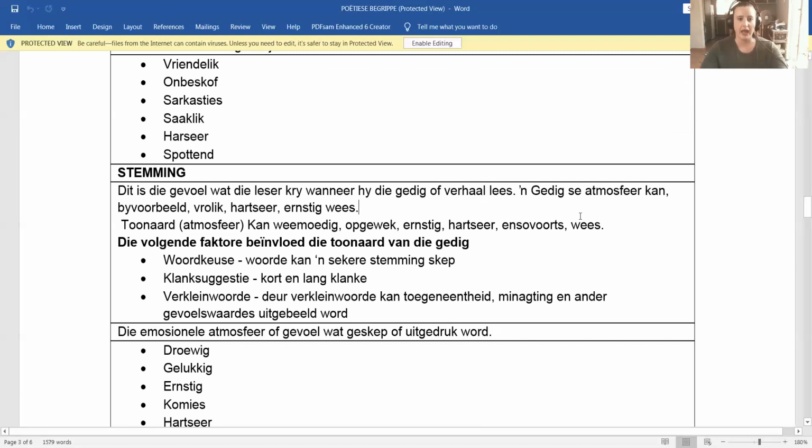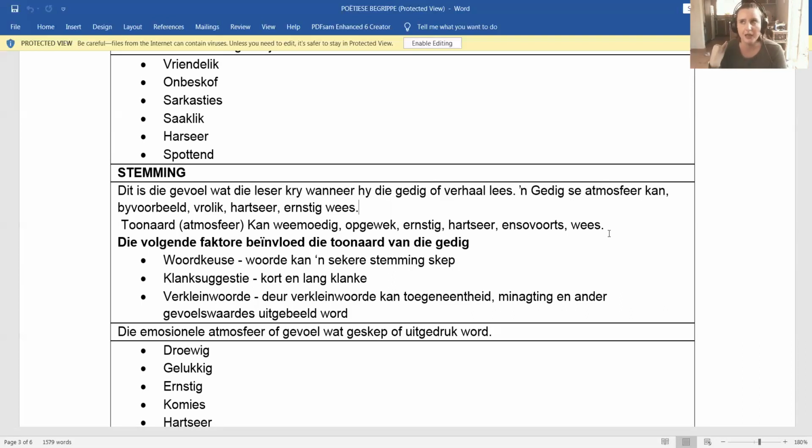A poem's atmosphere can be happy, sore, sad, or serious. The atmosphere can be weemoedig, so like hopeless, serious, hartseer, and whatever, okay? Emotions. So the following factors influence the tone, or the stemming, in a poem. That's the word choice and the sound suggestions.